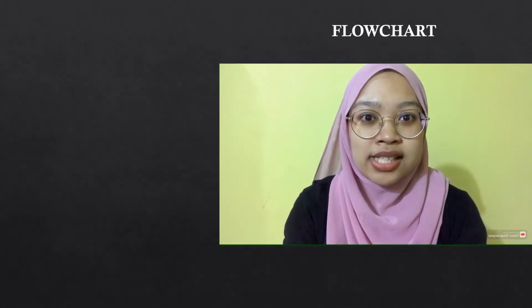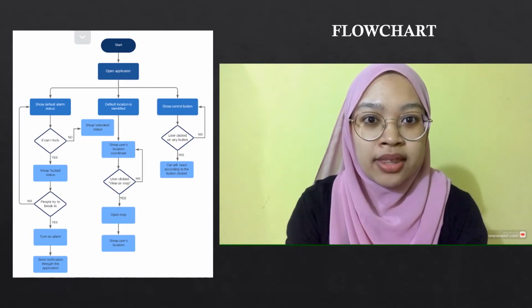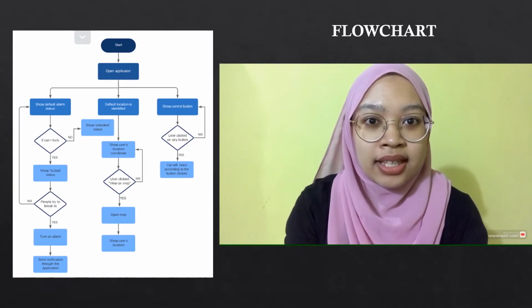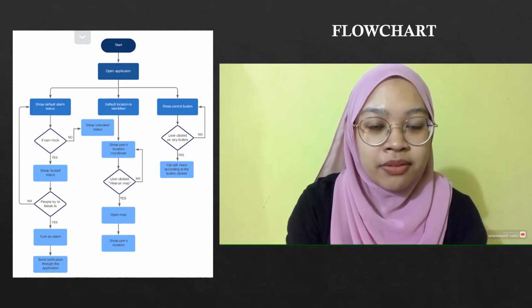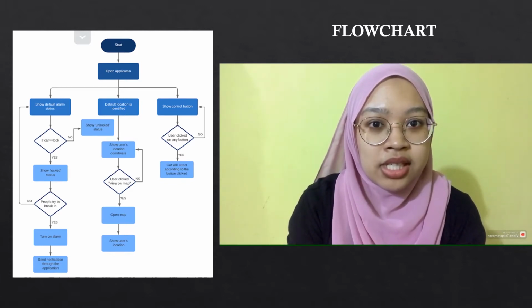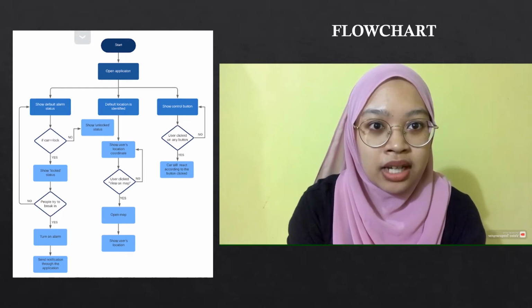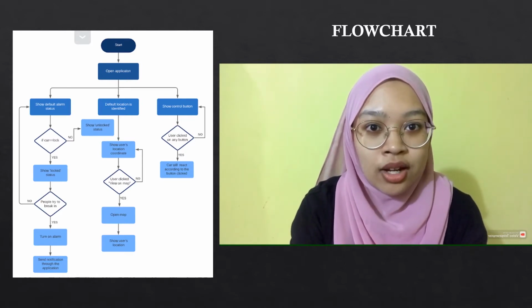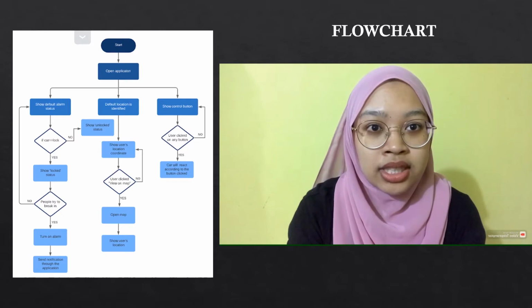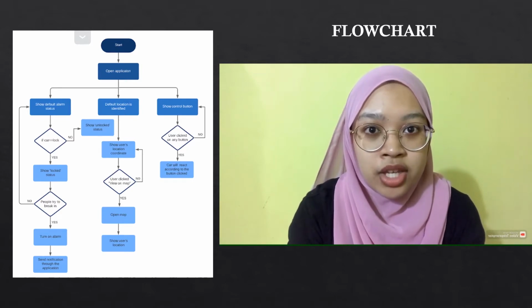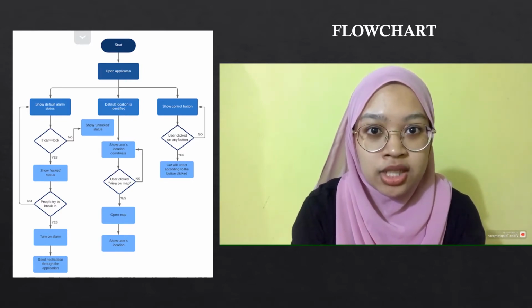So the flowchart starts with users opening the application. Then in the interface, it will show the default alarm system. If the car is locked, the alarm status will show locked, and if the car is unlocked, it will show unlocked status. If the car is in lock state and it detects someone trying to break into the car, it will turn on the alarms and send notifications through the application.